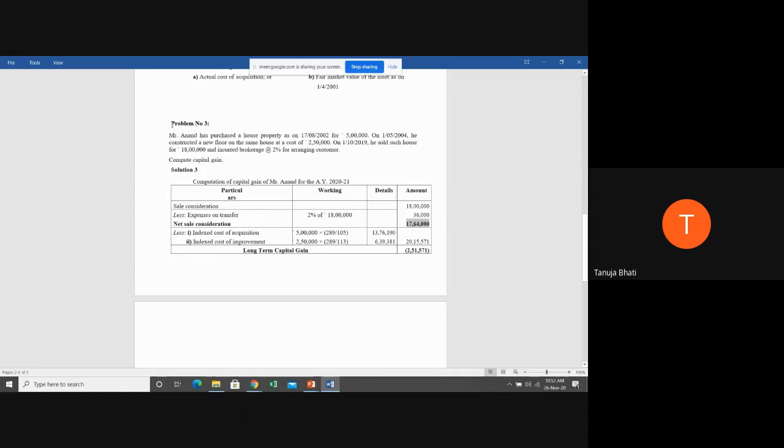Did everyone understand problem number 3? Yes, ma'am. Okay, all these sums we did today were based on the theory part that we have covered today. The important part is that in case of short-term capital gains, there is no indexation. In case of long-term capital gain, indexation is given. We have seen the formula: actual cost of acquisition into CII of the year of transfer divided by the index of the year of acquisition. And for improvement, actual cost of improvement into CII of the year of transfer divided by the CII for the year of improvement.